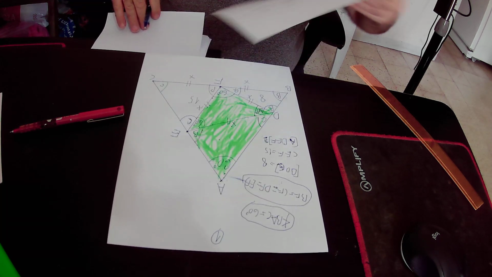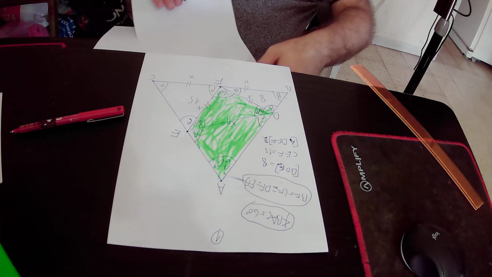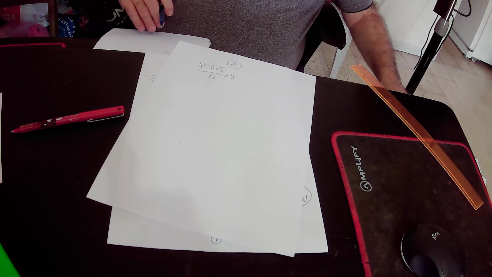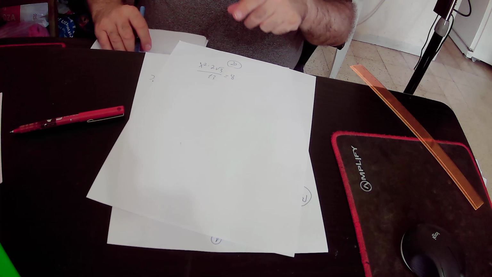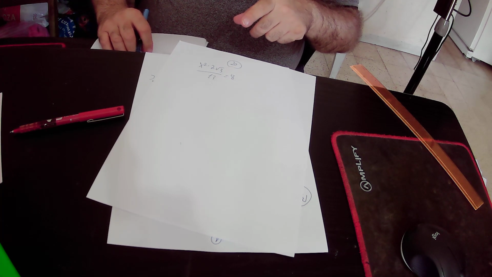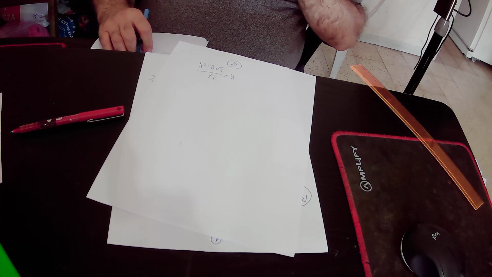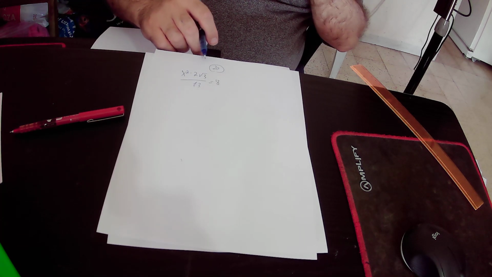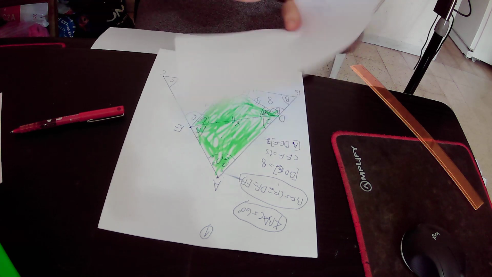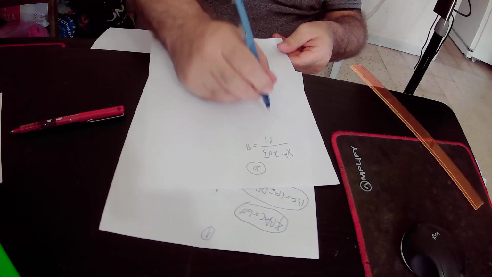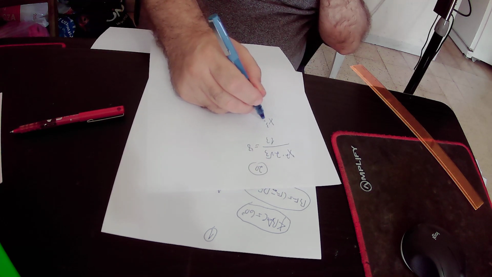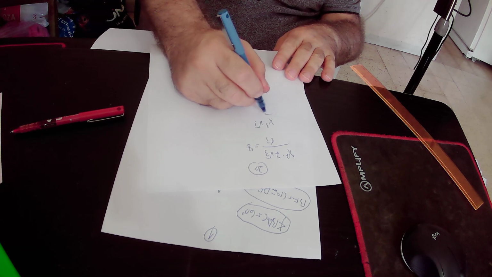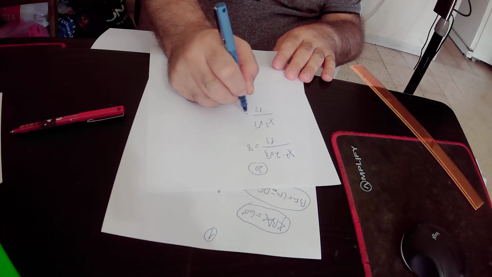Okay, so we got that x squared times 2 times root 3 over 13 equals to 8. Here we divide this equality by 2 and we will get that x squared times root 3 over 13 equals to 4.